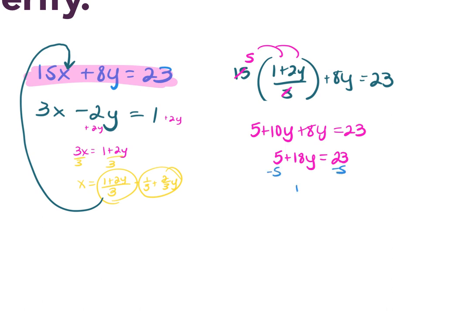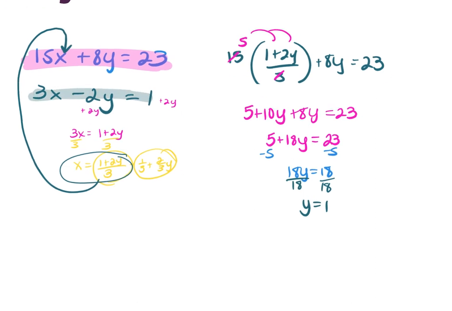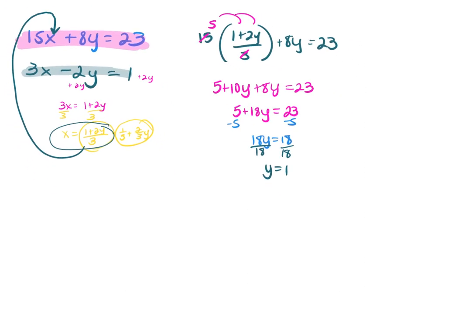Subtract the 5: 18y equals 18. Divide by 18, and y is 1. And now I've got to plug it back in. Again, I can go to either of the originals, or I could go to the one I solved for x. If the fraction throws you, then go to the original. Like I would have gone to the original that says 3x minus 2y equals 1.